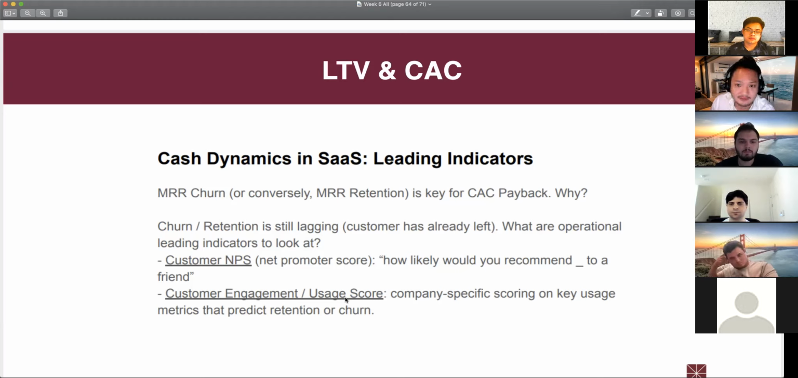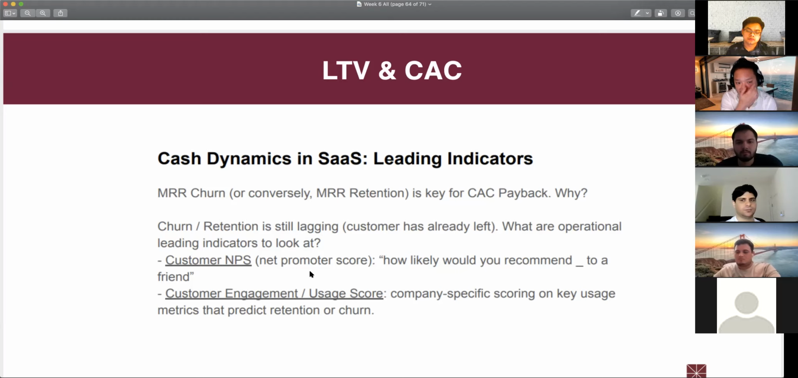They tried to offer like $70 million for Facebook initially, and then Zuckerberg said no. And yeah, now look at where they're at. So other stuff to look at, customer NPS score, how likely you would recommend.